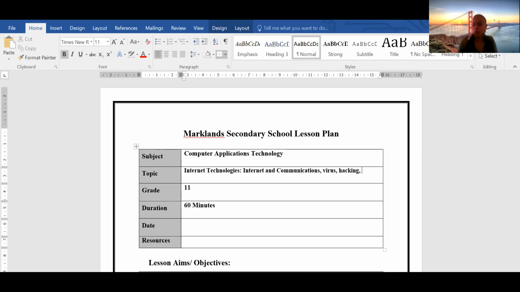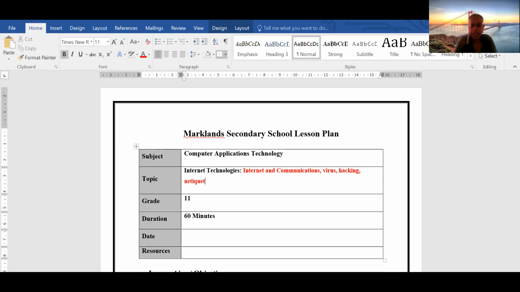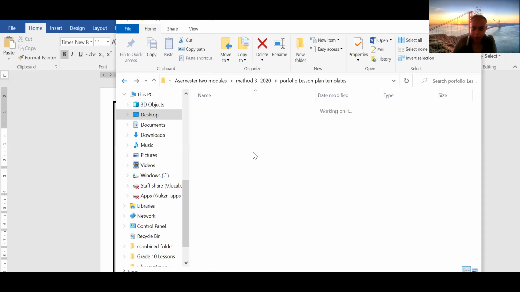So let this one be your main heading, and then select whatever you want there, and teach 3 lessons. There's netiquette. We call it netiquette. Is it written like this? Yes. Teach me that. Then let's go to grade 12.